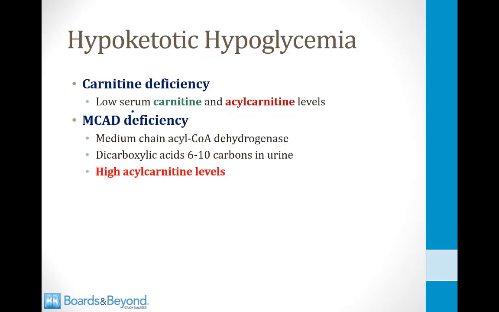There are a number of beta oxidation disorders, and I talk about some of these in the video on fatty acids, but two that you should know for step one are a carnitine deficiency and an MCAD deficiency. In a carnitine deficiency, the levels of serum carnitine and acylcarnitines are low. An MCAD deficiency is an enzyme deficiency syndrome where children are born deficient in the enzyme medium-chain acyl-CoA dehydrogenase. This leads to high acylcarnitine levels. In addition, a classic finding is dicarboxylic acid, 6 to 10 carbons in length in the urine. And I talk about both of these disorders in much greater detail in the video on fatty acid metabolism.